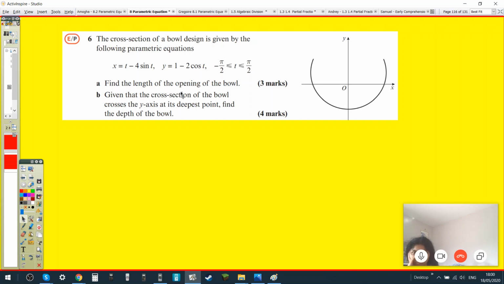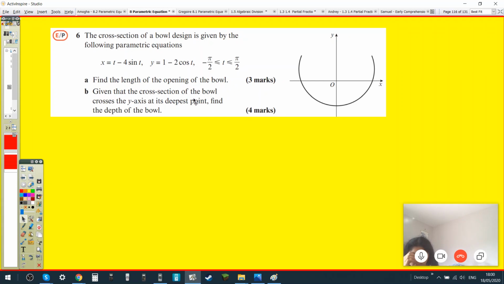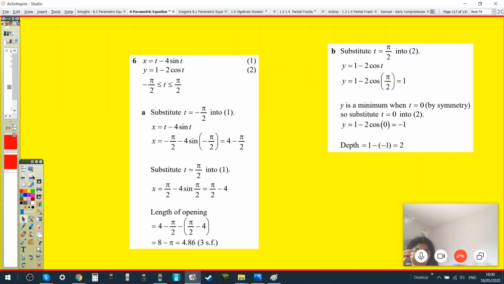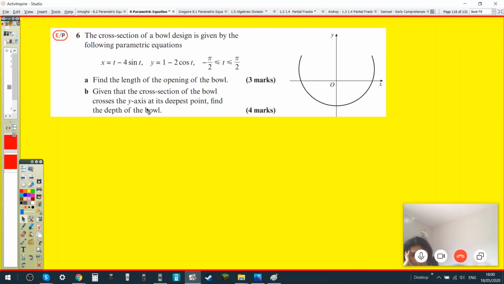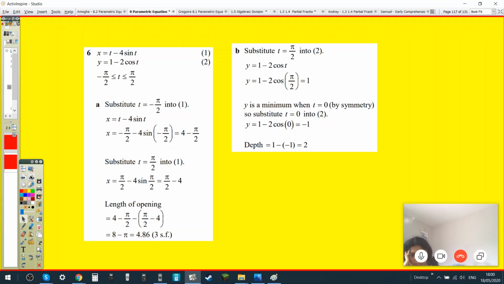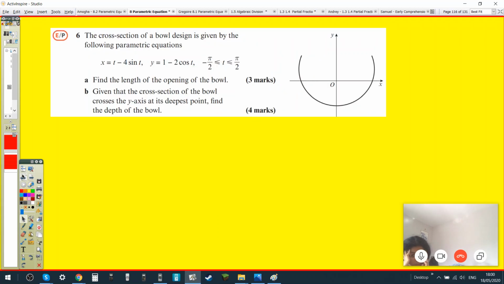Parametric. Find the length of the opening. Given the cross-section of the ball crosses the y-axis at the deepest point. So let's see. This is for B. Sub t equals pi over 2 into 2. T equals pi over 2 at its deepest point into x is that, y is that. So they subbed the maximum for time into y.